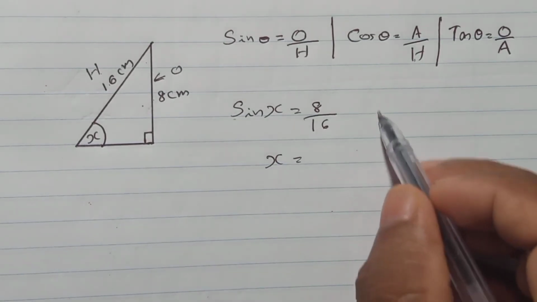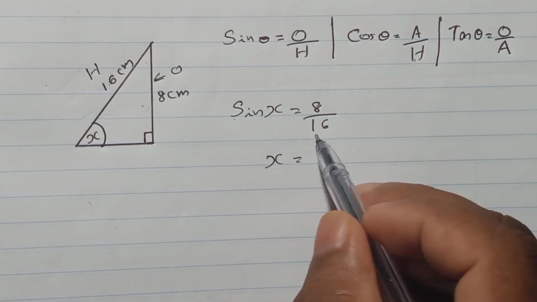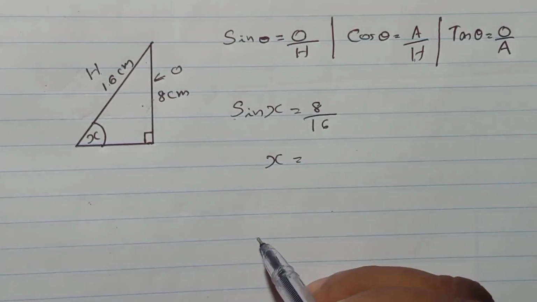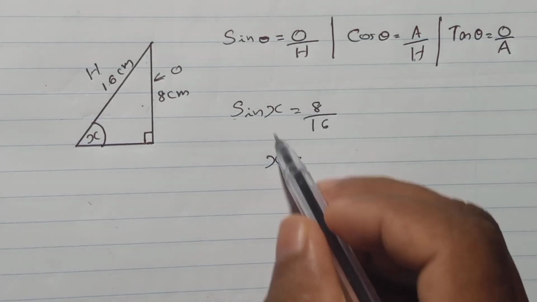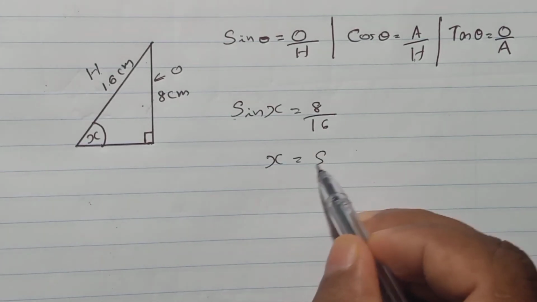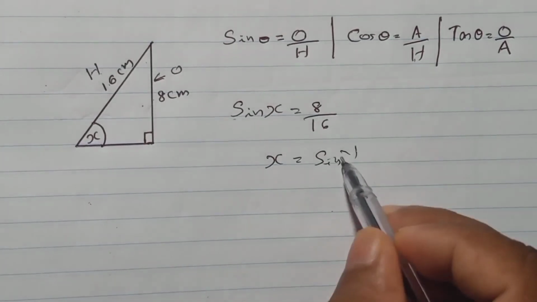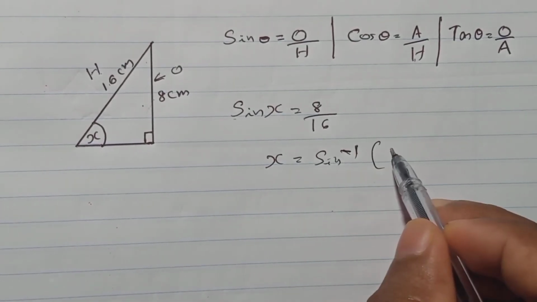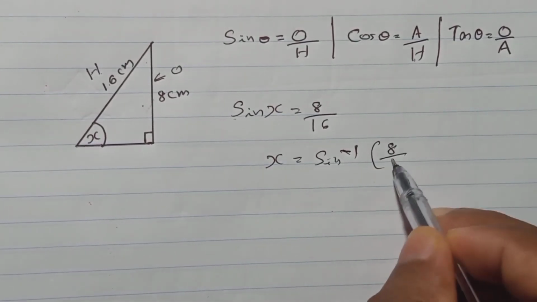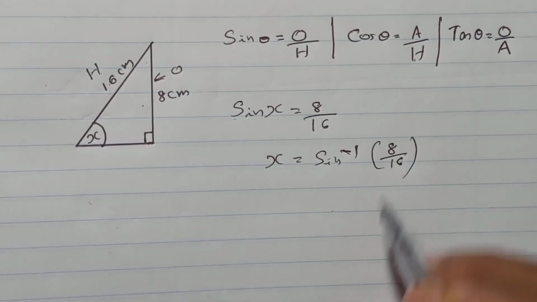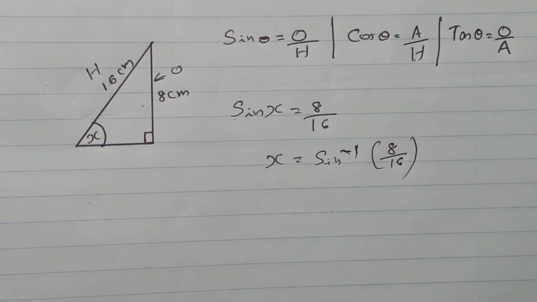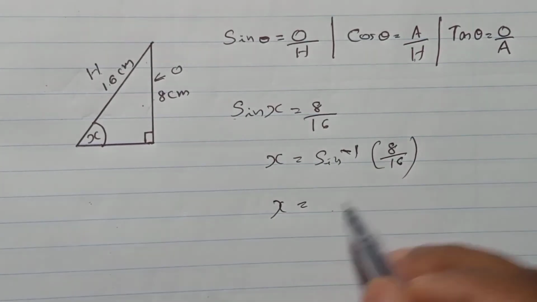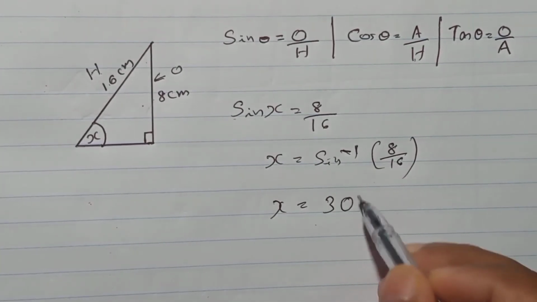Or someone can think: divide both sides by sine, and then the sine goes up as sine inverse. But anyway, here you need sine inverse, and inside the bracket I will put 8 over 16. Now if you apply this to the calculator, you can find the answer. When you apply this to the calculator, it will be 30 degree.